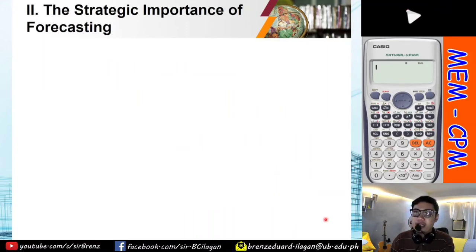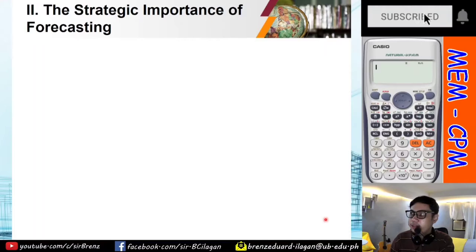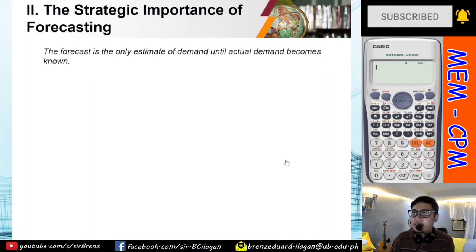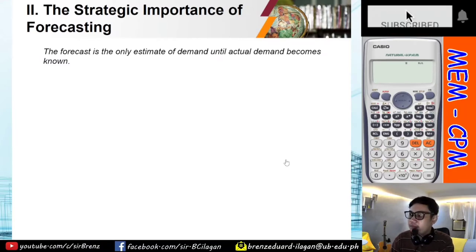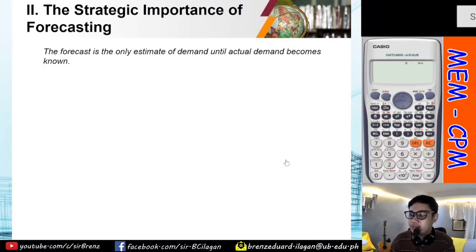Okay, so let's proceed with the second topic. These are the strategic importance of forecasting. The forecast is the only estimate of demand until actual demand becomes known. So, good forecasts are of critical importance in all aspects of a business. Forecasts of demand therefore drive decisions in many areas.